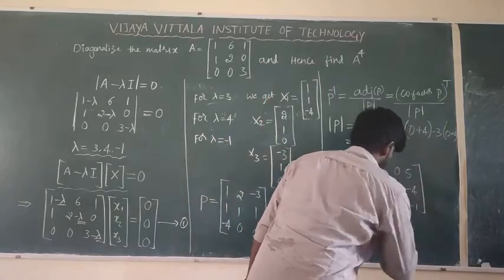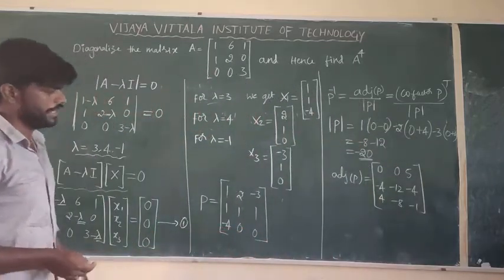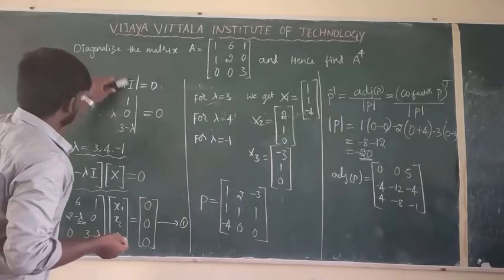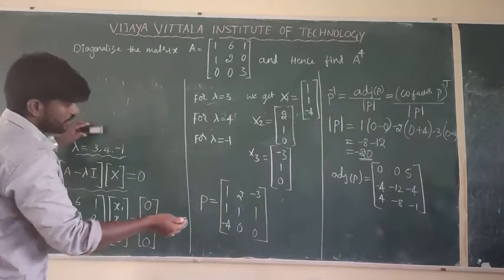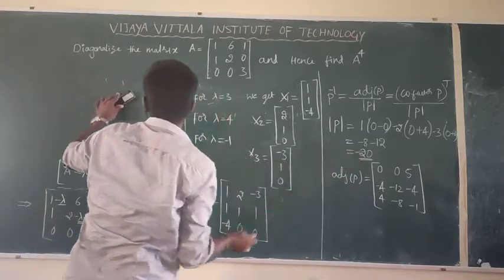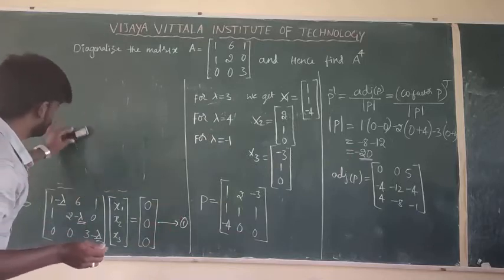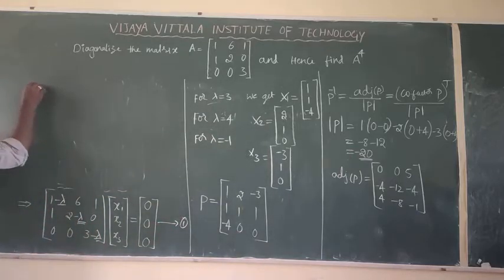This is the adjoint P. Next, by using adjoint P and determinant of P, we write the P inverse matrix. What is the P inverse matrix?